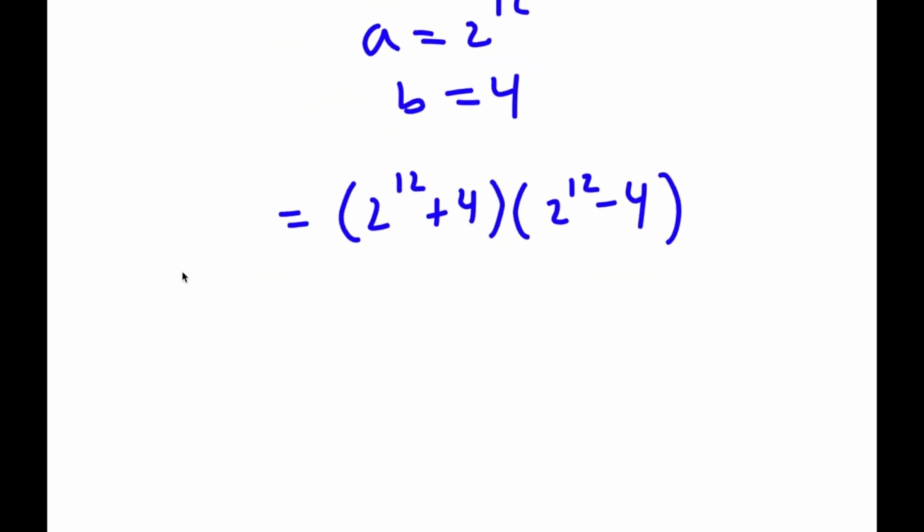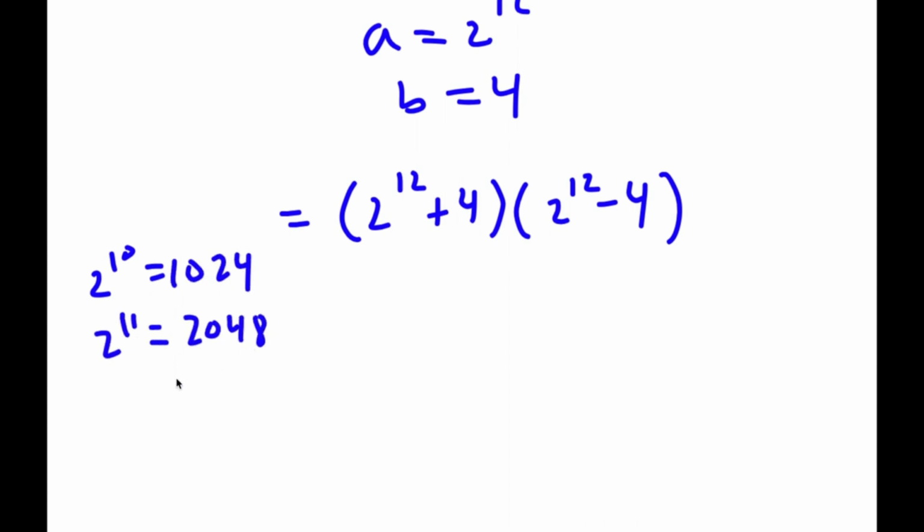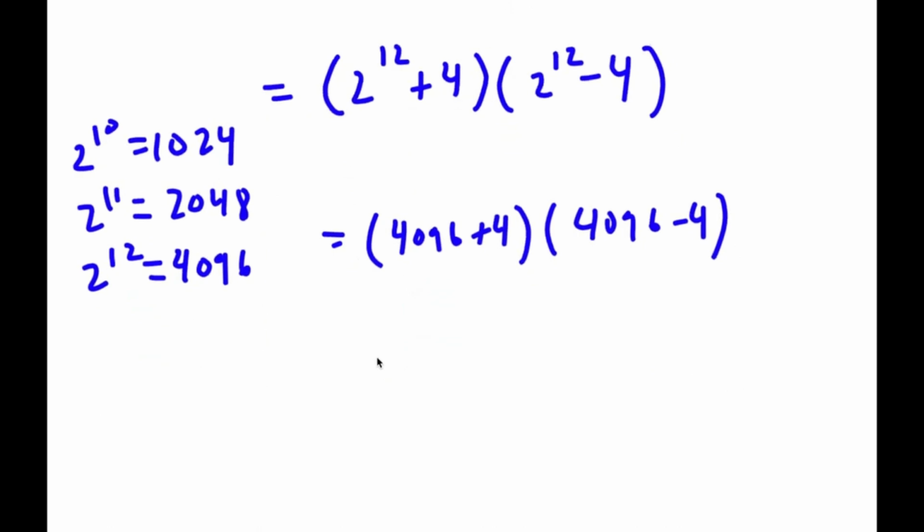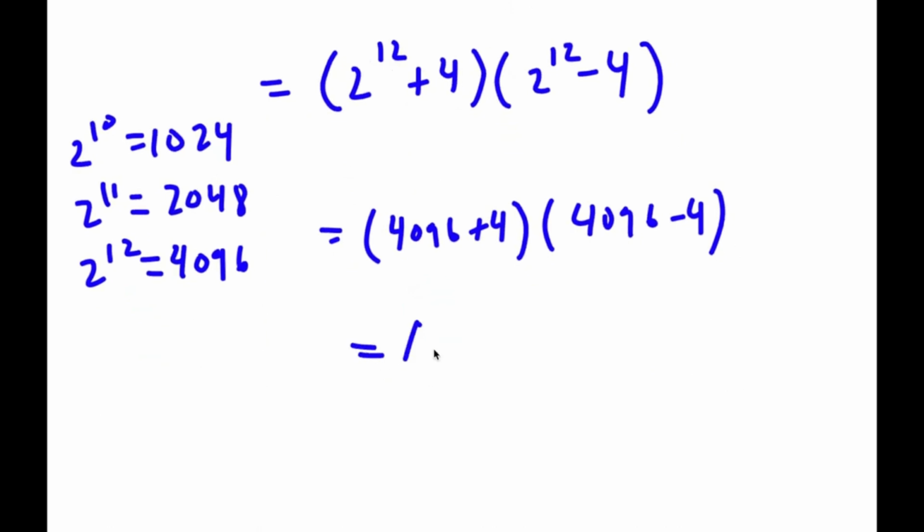Now 2 to the power of 12, well 2 to the power of 10, this is equal to 1024. So 2 to the power of 11, this is going to be equal to double of 1024, which is 2048. And 2 to the power of 12, this is going to be double of 2048, which is 4096. So now I have 4096 plus 4 times 4096 minus 4. And this is going to equal 4100 times 4092.